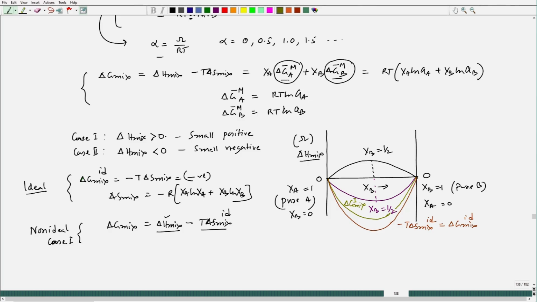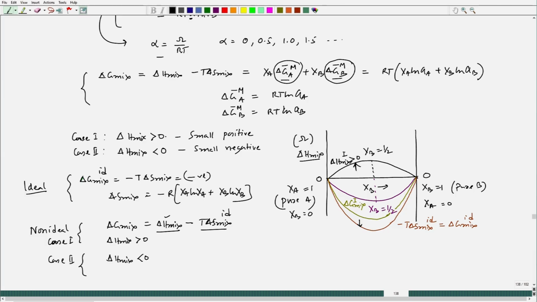Okay. And this delta G mix is basically where delta H mix is greater than 0. So, this is case 1. So, this particular curve and this plot, that combination would lift it up. Now, if I take case 2, delta H mix is less than 0.